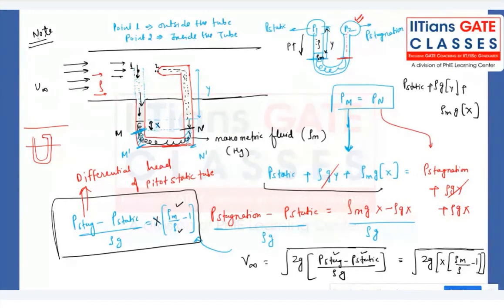X, some mm, 20 mm, 30 mm. That value you can put into this formula, and directly you can get the value of P stagnation minus P static by rho g. That you can directly put into the V infinity formula.